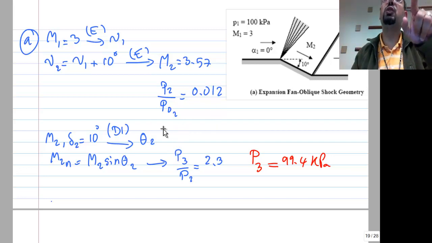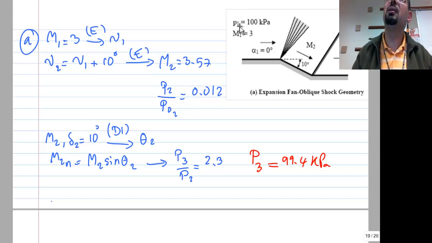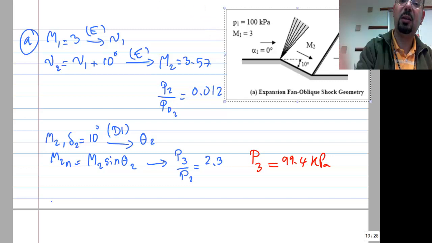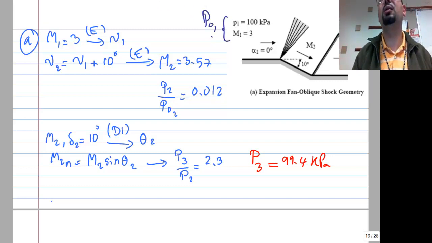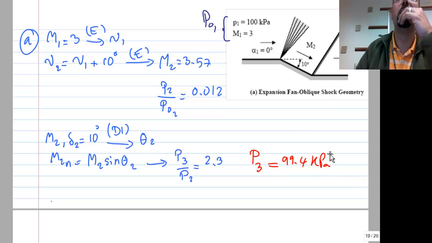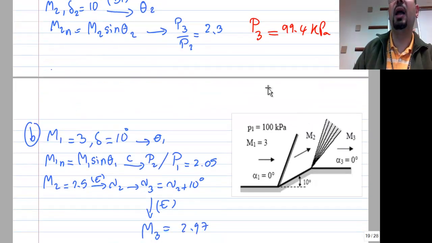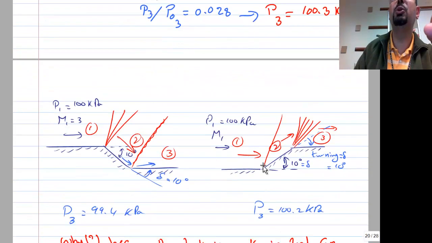You have to go to appendix P not just for M2, but also even for M1. You have to go to appendix P to get what? P naught 1. That's how you can calculate P naught 2, and therefore you can calculate P2. And then the oblique shock wave, I'm not going to go through this. You know how to do it. Right? And this is the second solution, and now let's put them together.